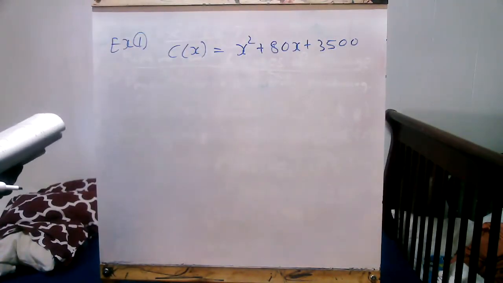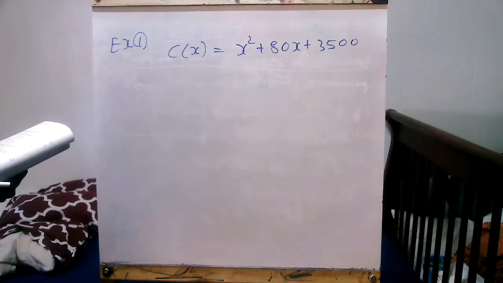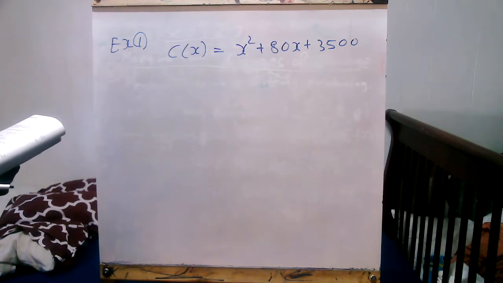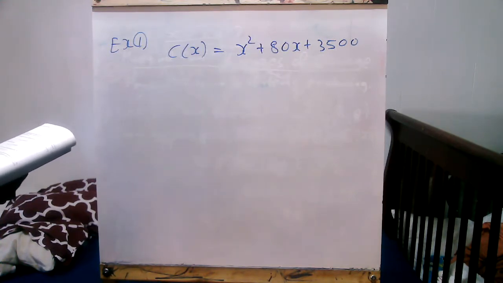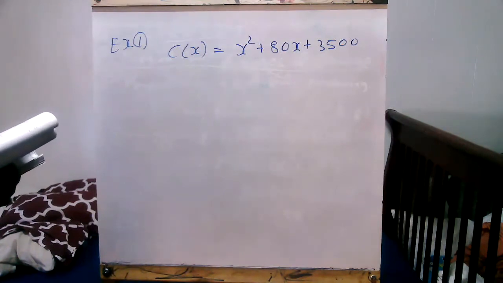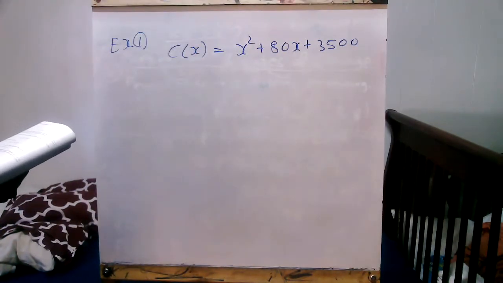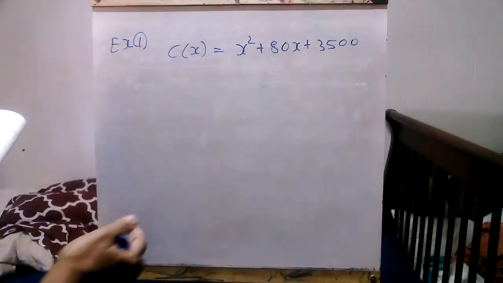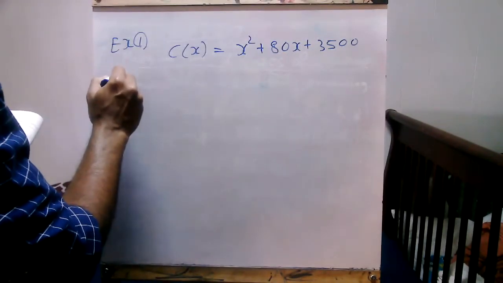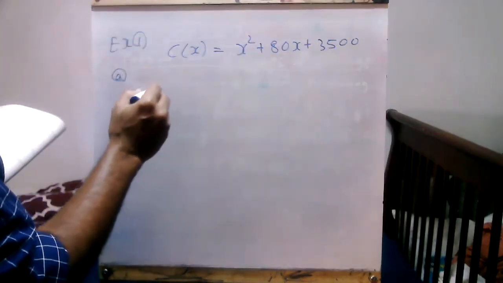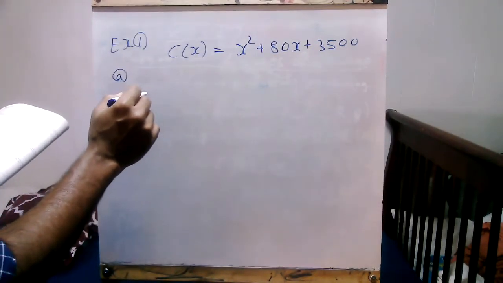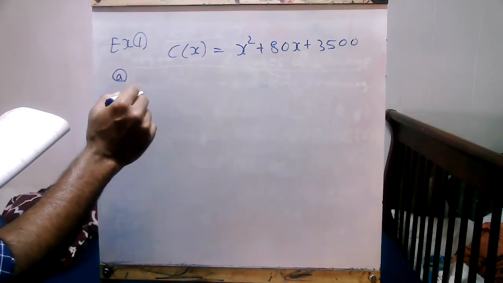Again, this question is from the book, same chapter, section 2.7, page 262. Okay, this is the cost function, and A, find the cost of producing the 100th radio. B, the 101st radio, C dash 100. Okay, part A is asking you to find the 100th radio.